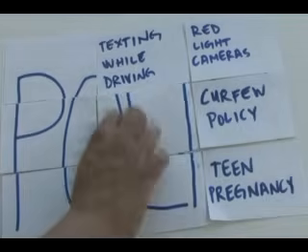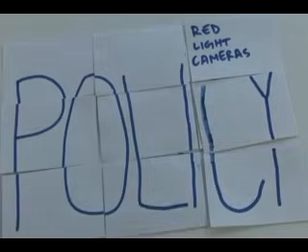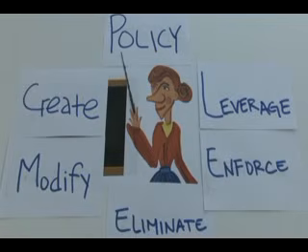Remember, your issue must connect to government, and that connection is through policy. Some of the ways that you might connect your issue to policy are creating a new policy, modifying existing policy, enforcing policy, using policy to leverage change, and eliminating policy.